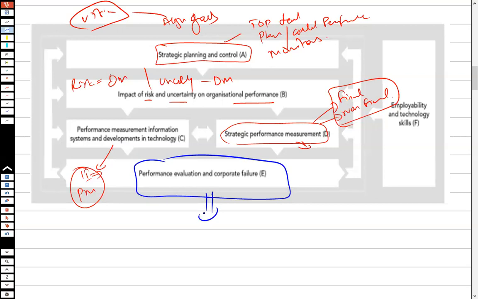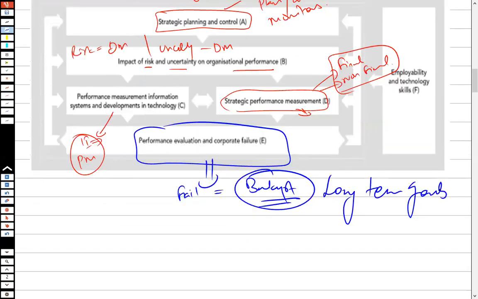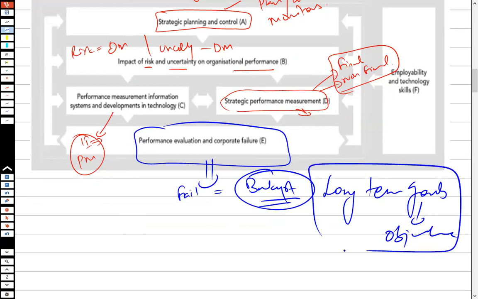Now let's move a bit forward. This corporate failure actually means that the organization has failed. Now, a failure of the organization does not always mean that the organization has become bankrupt. But failure would actually mean that the organization has failed to achieve its long-term goals, its long-term objectives. That is what failure actually means.